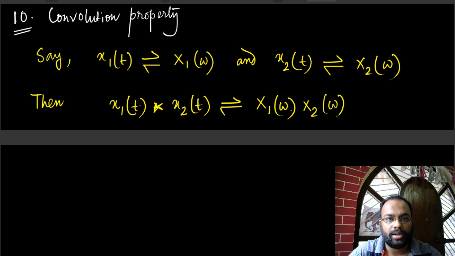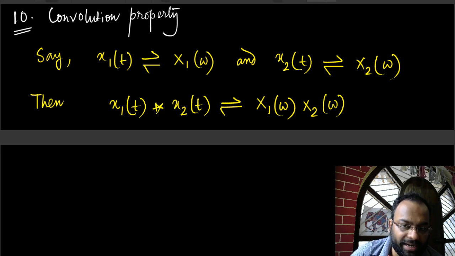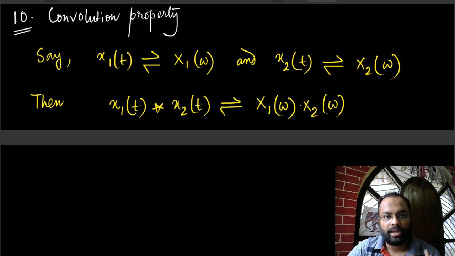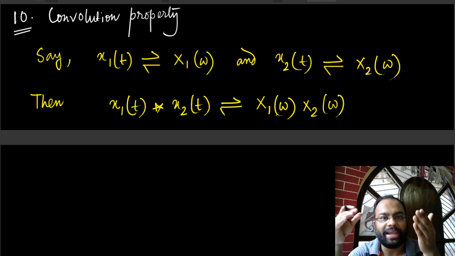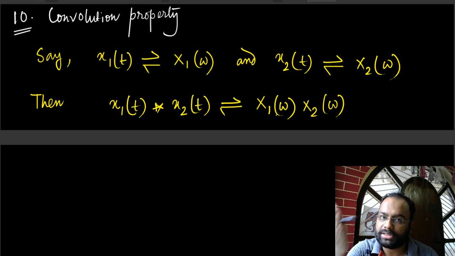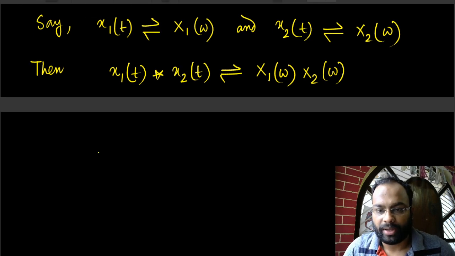Now try to understand what happened just here. In the modulation property we had a multiplication here that resulted in a convolution here, and in the convolution property we have a convolution here, so that results in a multiplication here. From the concept of duality, you can understand this is what should happen. But let's prove this anyway.